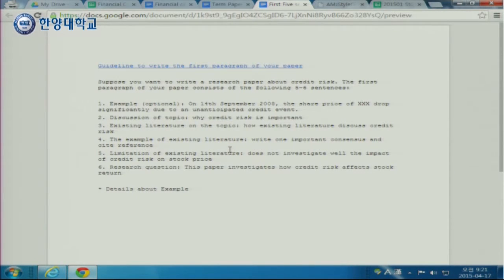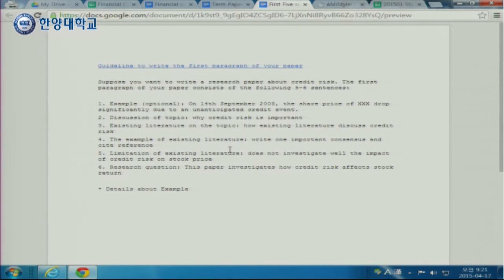And the final sentence, therefore you have to announce your goal of the paper, like this paper investigates how credit risk affects stock return, something like this. Okay. So again, this should be the very first paragraph of your term paper.